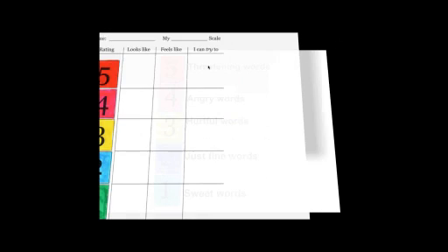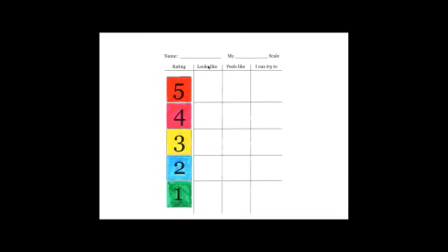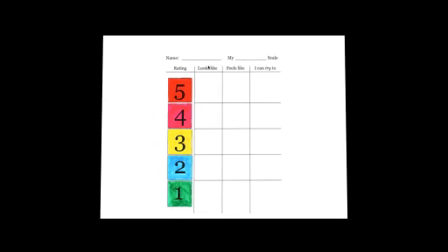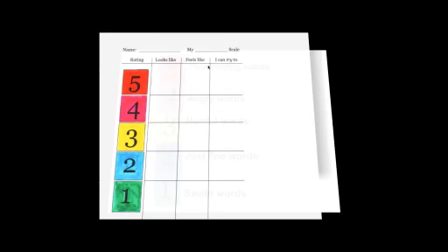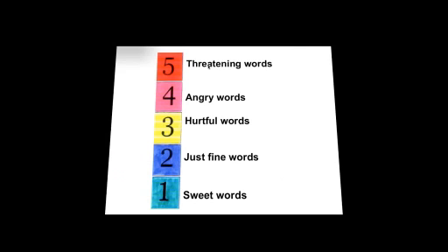This is also taking this a step further. It's not just being able to identify that a 5 looks like this, with a picture, but taking it a step further to be able to describe what that behavior looks like, and then ultimately what it feels like, and then what I can try to do instead when I get to that point.